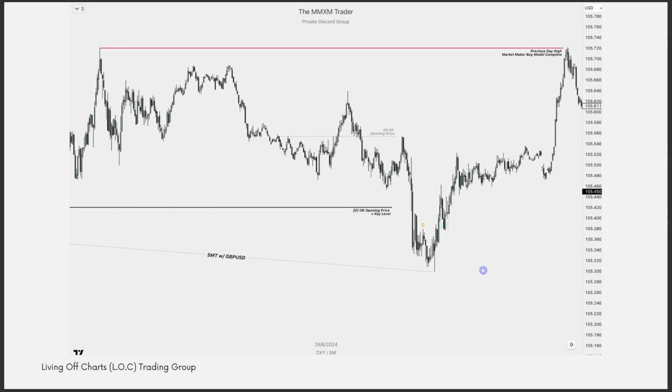And here's a zoomed out snapshot of the market maker buy model completed, right? Previous daily high was a draw as we outlined earlier. We just need to hit a key level with SMT, and then we'll break down how it goes further.